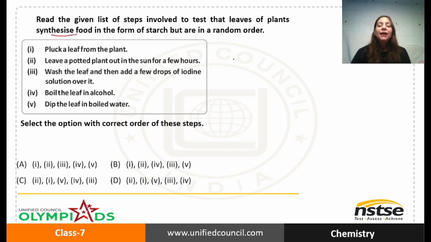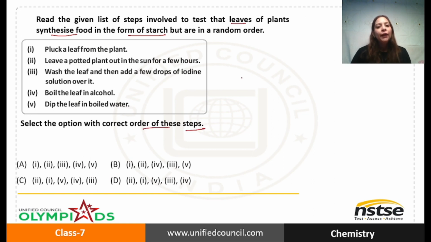Okay, so that means we are conducting a test to show that leaves of plants synthesize food, and food is in the form of starch, but these steps are in random order. So we need to select the option which has the correct order of these steps.